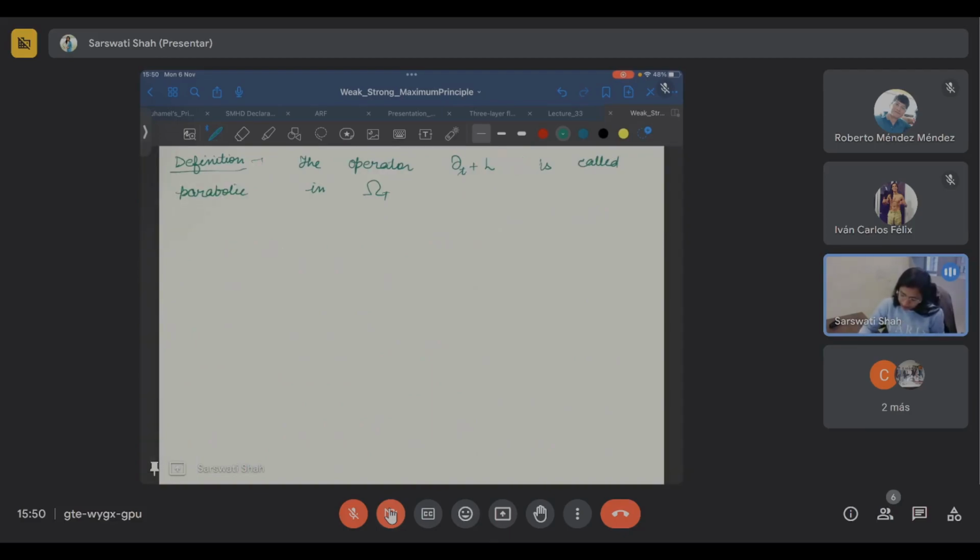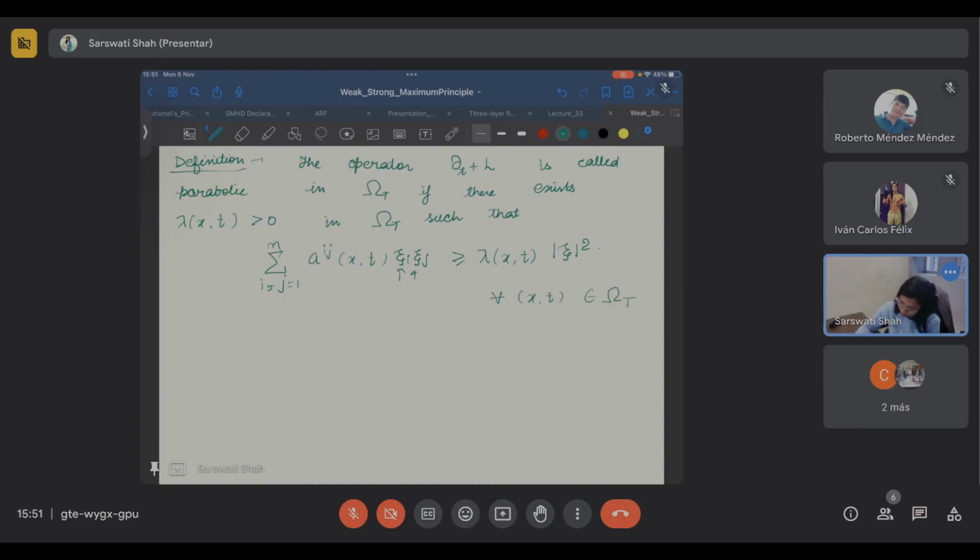So the operator del t plus capital L is called parabolic in omega t if there exists a positive number or a positive function lambda of x comma t in this domain such that summation i, j varying from 1 to n of a_ij(x,t) xi_i xi_j, these are unit normals, is greater than or equal to lambda(x,t) times modulus of xi squared, for all (x,t) belonging to omega t and xi belonging to R^n.